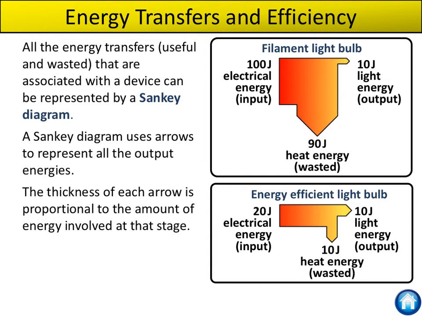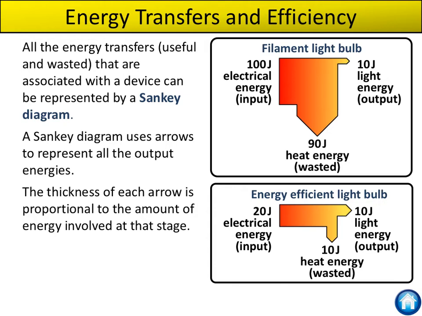If we look at the efficiency of the filament light bulb, you can see that that's around 0.1 efficiency, or 10%. How I've worked that out is by using the useful output, which is the 10 joules, divided by the total input, which is 100. That gives me a decimal of 0.1, or a percentage, by timesing it by 100 again, of 10%.